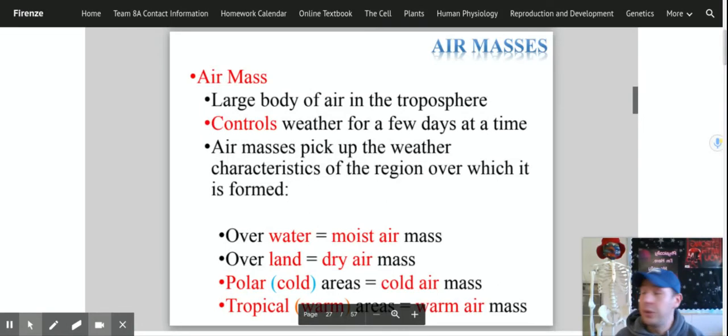All right, Bones, here we go. You ready? Here's another piece of weather that you need to know about. All about air masses. That's right. Here we go. Let's go.